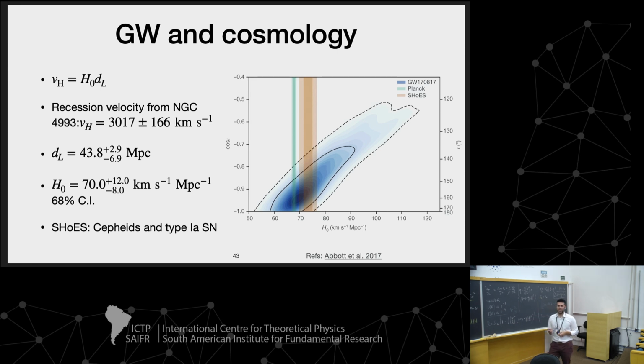So the inclination angle is degenerate with the luminosity distance. It's going to be clear. Other estimates of H naught are of course providing tighter constraints. This one has a huge uncertainty corresponding to it. But the problem is that we just have one host galaxy, so the statistic is low.